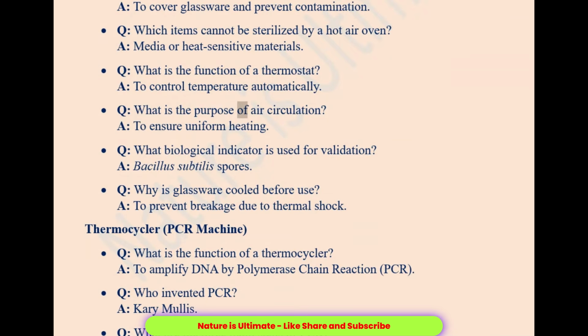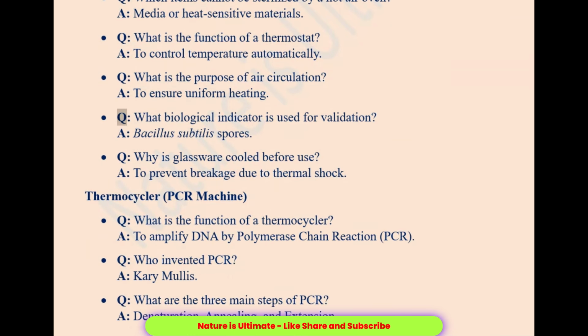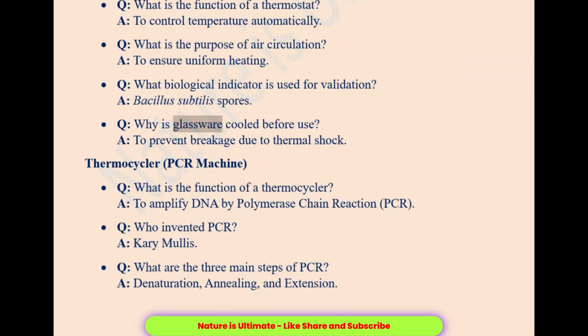Q. What is the purpose of air circulation? A. To ensure uniform heating. Q. What biological indicator is used for validation? A. Bacillus subtilis spores. Q. Why is glassware cooled before use? A. To prevent breakage due to thermal shock.